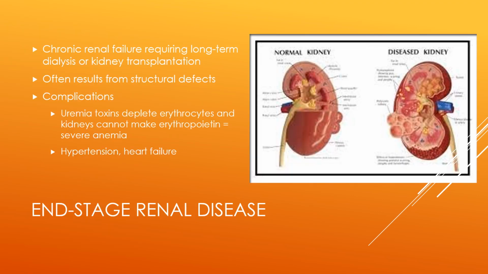End-stage renal disease. This is chronic renal failure that requires long-term dialysis or kidney transplant. Often results from a structural defect rather than something nephrotoxic like medications. Complications usually occur because the uremia toxins deplete erythrocytes and the kidneys can't make erythropoietin, which causes severe anemia. And then hypertension and heart failure are also significant complications. They can be seen both in acute, but they can also occur in our end-stage kiddos.